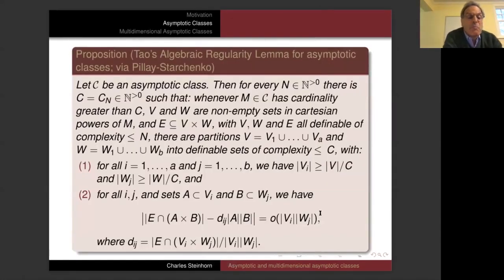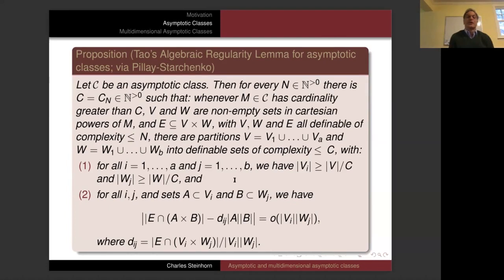There's also some other interesting stuff that goes on in asymptotic classes here. And so I thought I would mention a proposition, which is Tao's algebraic regularity lemma, which appears in a paper of his dealing with expanding polynomials over finite fields. And then Anand Pillay and Sergei Starchenko extracted the true model theoretic content of this. And then it applies not just to finite fields, but to arbitrary asymptotic classes.